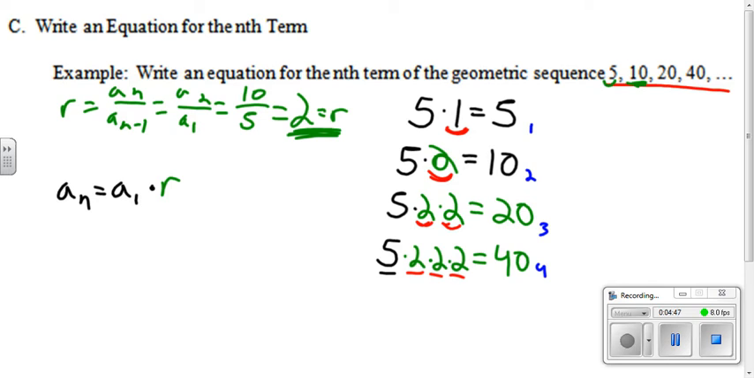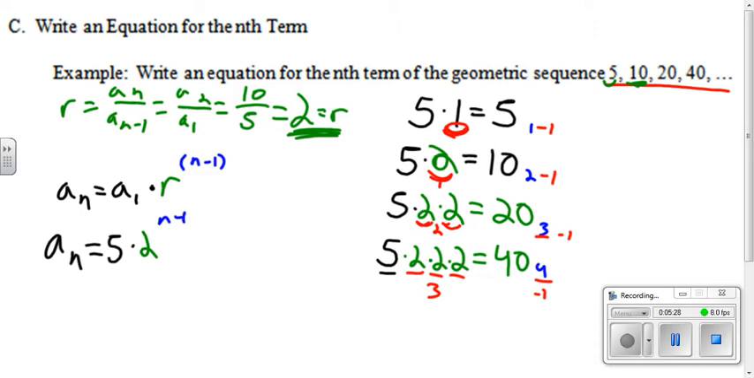Notice how if it's 3 here, 3 is 4 minus 1. If it's 2 here, that's 3 minus 1. 1 is 2 minus 1, and this one we multiplied by 2 0 times, so that would be 1 minus 1. So each time we want to do this, we have to do our r to the power of n minus 1. So if we wanted to find the nth term, we'd say a sub n equals 5 times 2 to the n minus 1 power.